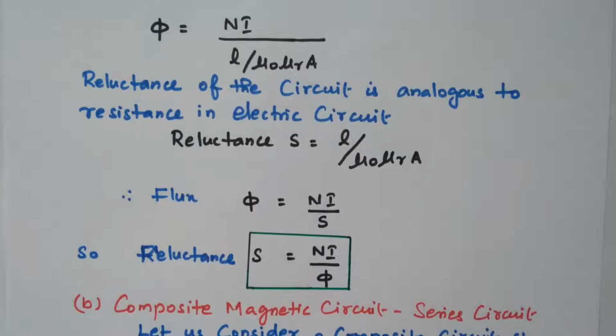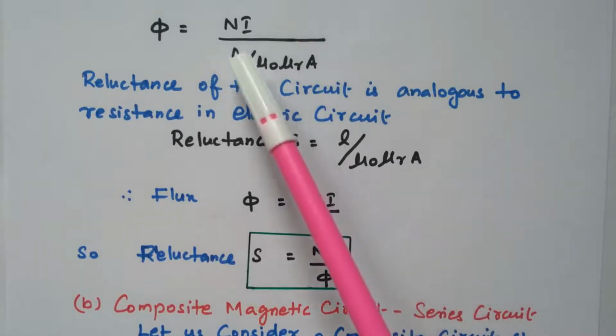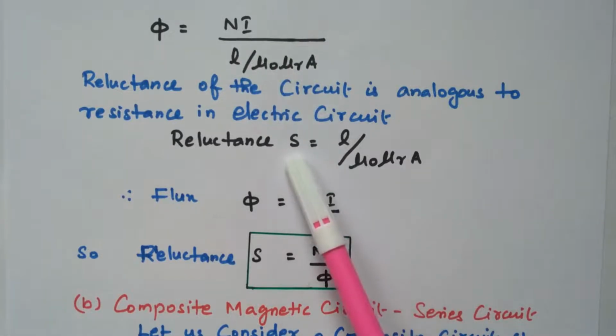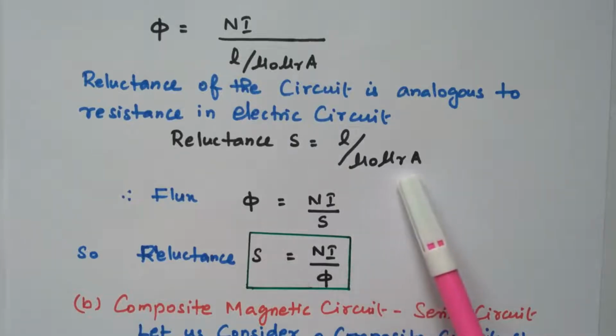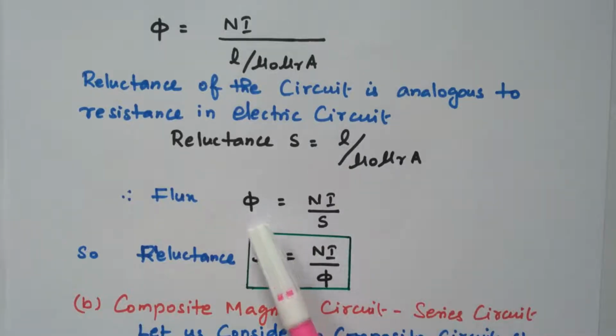We have one term, resistivity rho. R equal to rho L by A. Like that we have L by A here. The rho is now replaced by mu naught mu r. So L divided by mu naught mu r A can be written as the reluctance. This term can be replaced by S, right? L divided by mu naught mu r into A. So the flux phi equal to Ni divided by S.